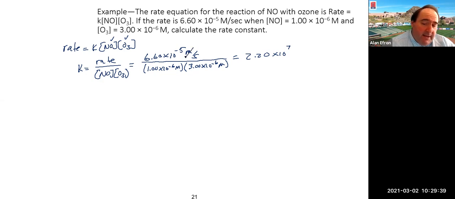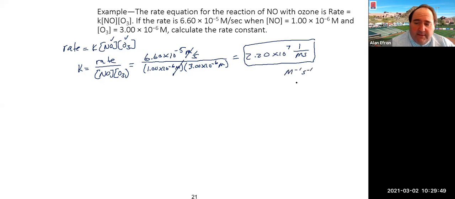Units, again, top molarity, one of the bottom molarities will cancel. That's going to leave us 1 over molar seconds, or M to the minus 1, s to the minus 1 is another way you could write that. And that does make sense in terms of units. That's actually what we see with our second order overall, because NO is 1 and O3 is 1 in terms of order, which gives us that second order. Question on that calculation there?